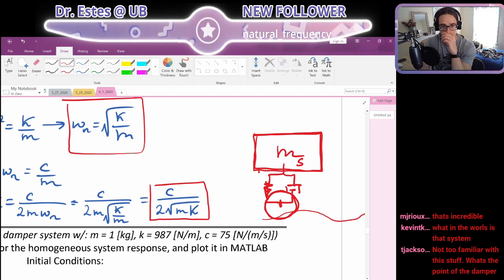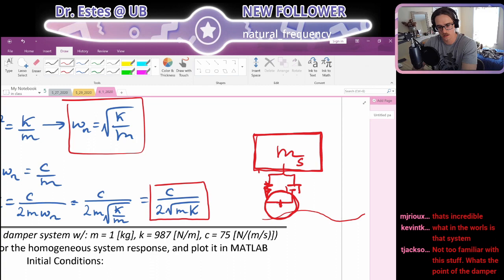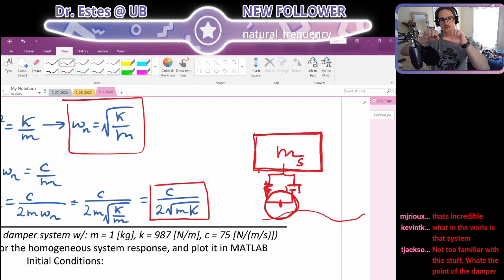What's the point of the damper? So the point of a spring is to bring something back to its original position. Think about it. Actually, this is a good example. This has a spring in it. If you squeeze it, the spring right in there brings it back to where it was originally. So that's the point of a spring. It wants to go back to its original position.